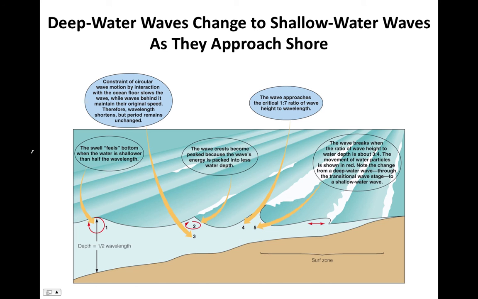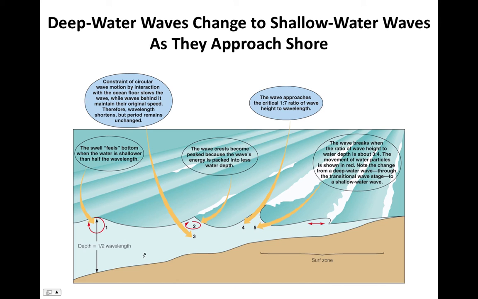So deep water waves, they transition into shallow water waves as they approach the shore. Out here, the wave is a deep water wave because the water depth is greater than half the wavelength. But as the wave comes in and the water gets shallower, the wave transitions and becomes a shallow water wave. And several things happen to the wave as it moves landward.